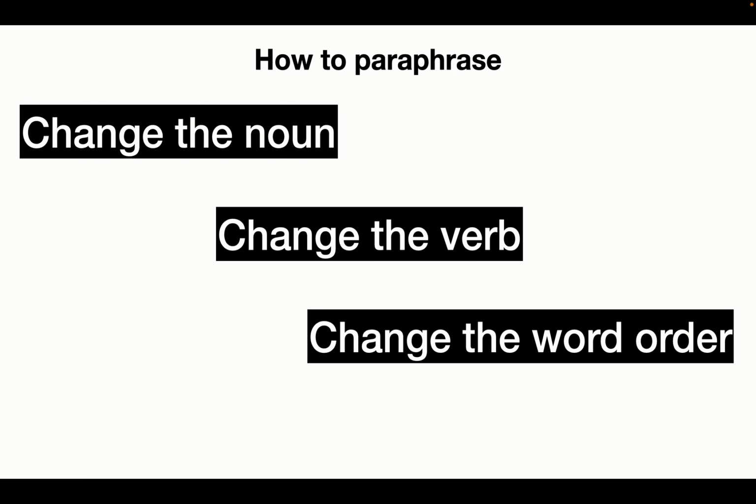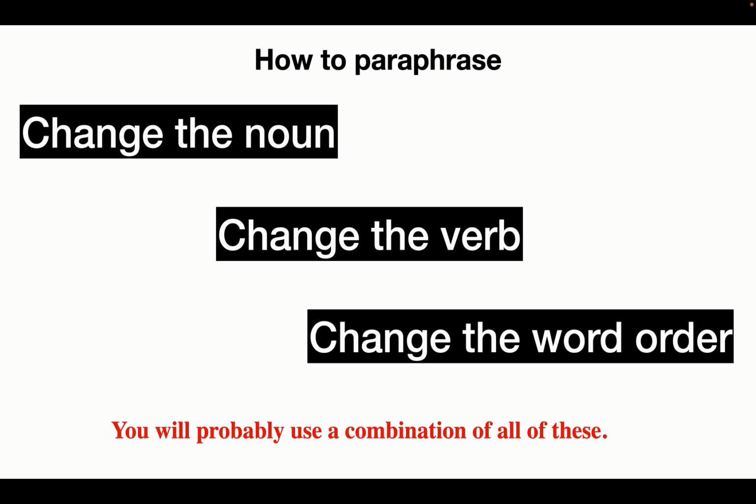So, how to paraphrase? We change the noun. We can change the verb or we change the word order. You'll probably use a combination of these, but make sure you're showing as much vocabulary as possible, as much language, but remember you need to be fluent as well. So, there we go. Hopefully you've seen some ways in which you can paraphrase now, and it's going to make it a lot easier for you to think about paraphrasing these questions, and you're going to know what to do if you can't think of a way to paraphrase.